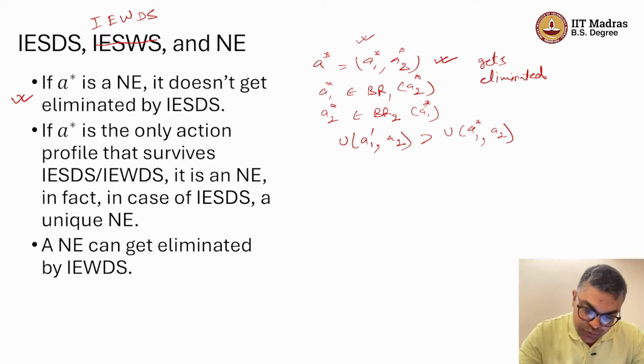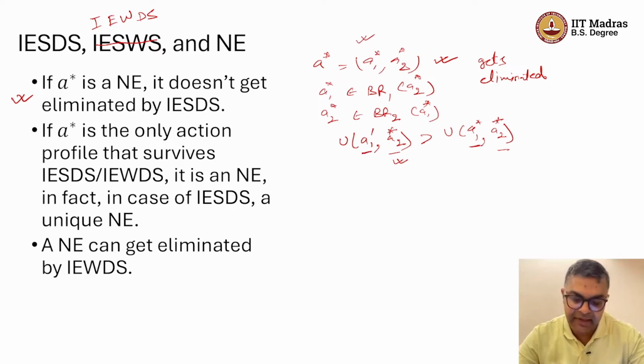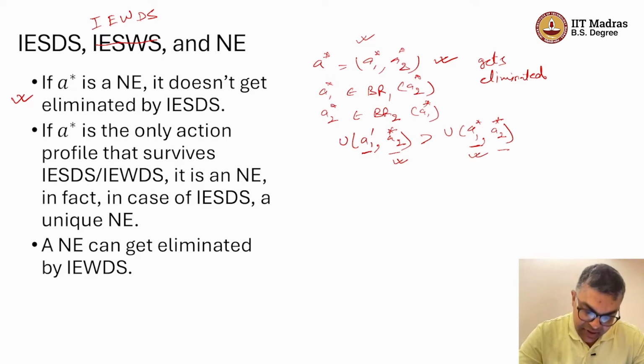It means if it is true for all strategies for player 2, it is also true for A2 star. And what it means is that against A2 star, A1 dash does better than A1 star. Then A1 star cannot be one of the best responses, because A1 dash gives more than A1 star. So we have to be careful here, and therefore our assumption that A star is a Nash equilibrium, and therefore A1 star is among the best responses, would not be true.